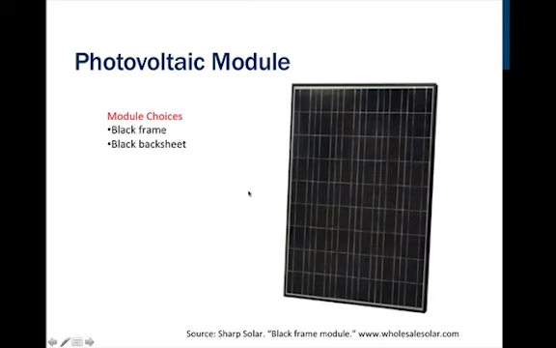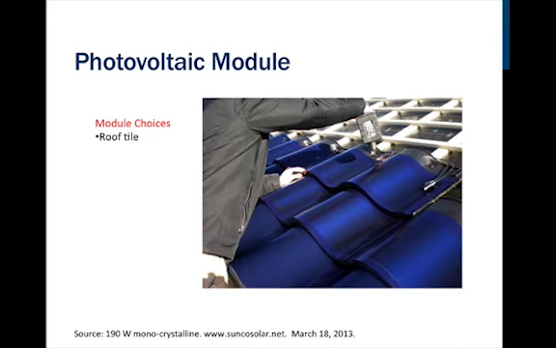Here's a module that has a black back sheet and a black frame, aluminum frame. This would blend in well with a dark colored roof surface. So we're looking at aesthetics.